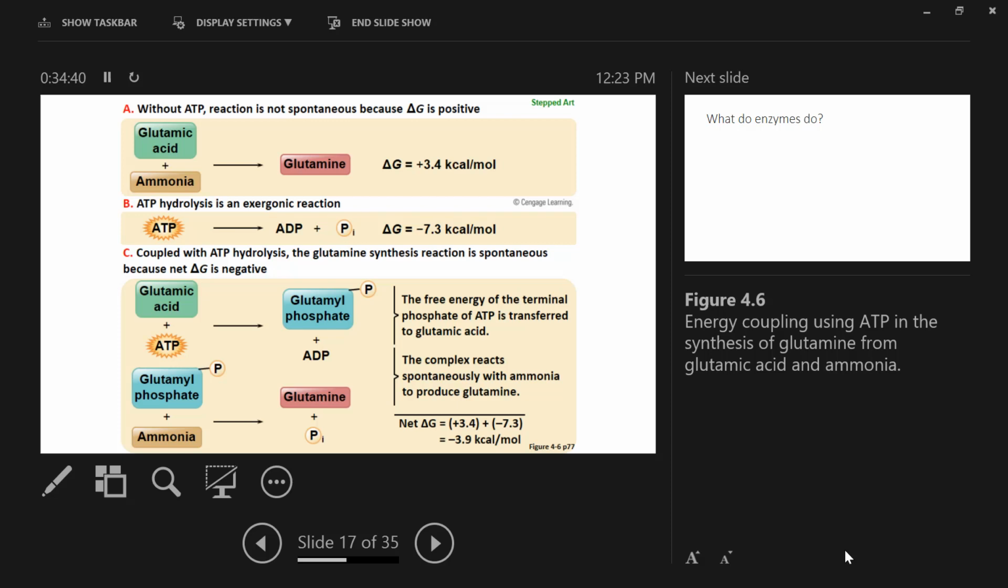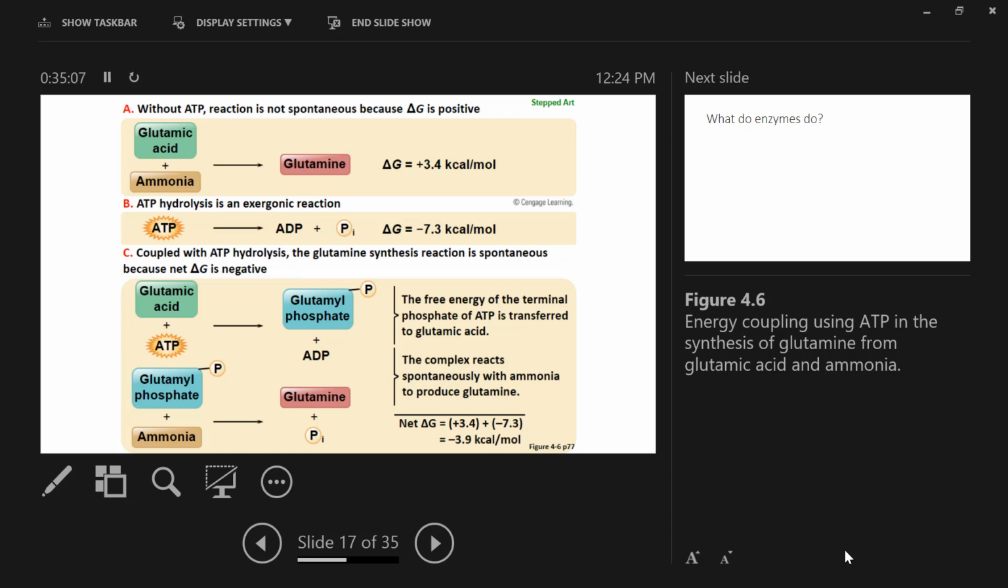And so when you couple these two reactions together, we get that the net delta G of these two coupled reactions carried out by the same enzyme has a negative delta G. Okay? And so we take a reaction that is non-spontaneous, couple it with a reaction that is very spontaneous, and overall you get a process that is spontaneous. And you're like, cool, if it's spontaneous, it'll happen.